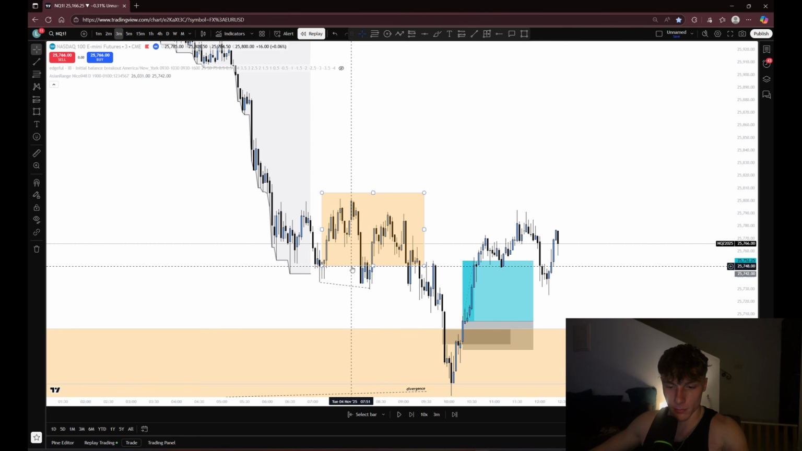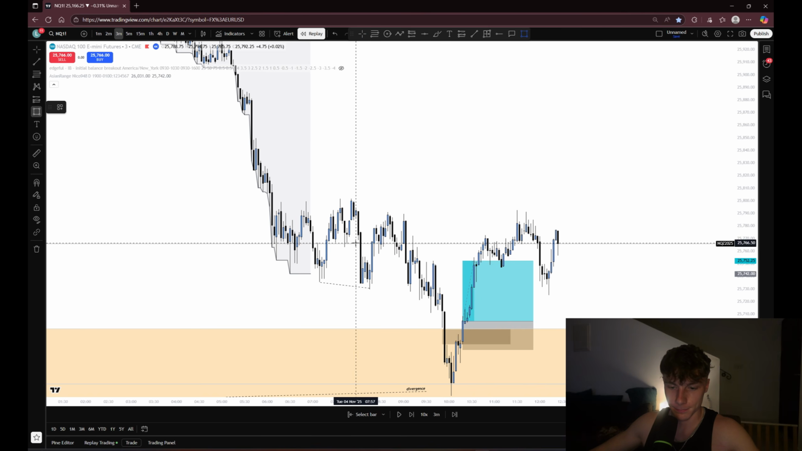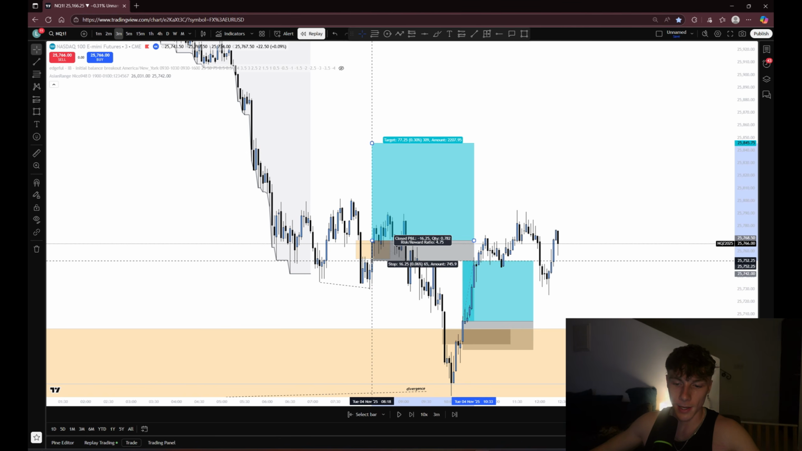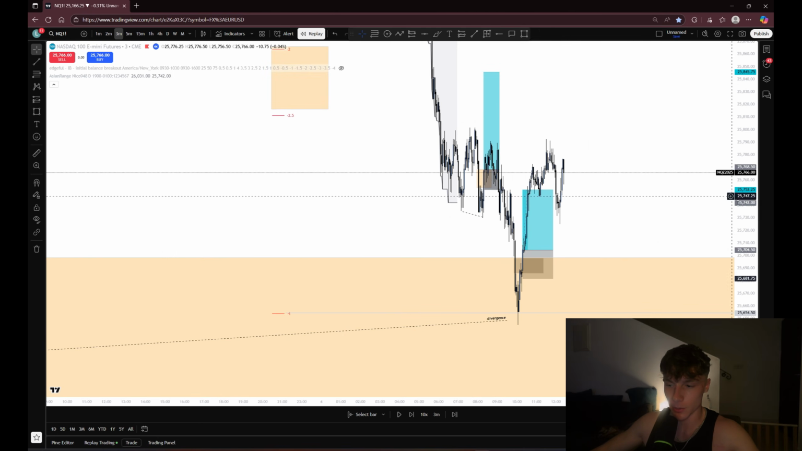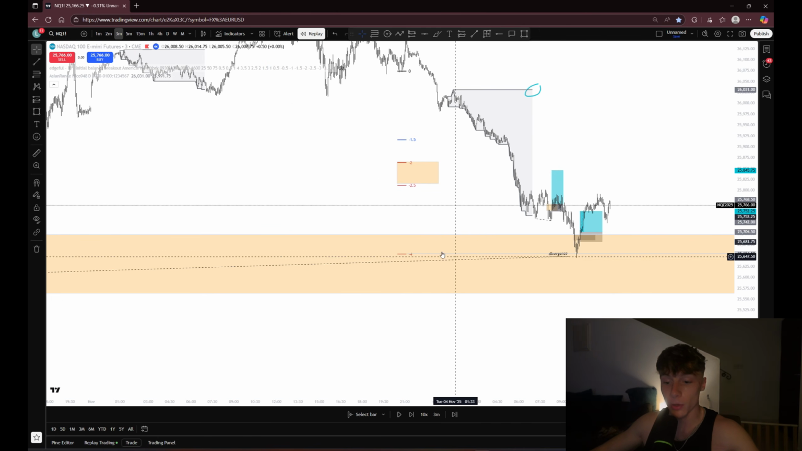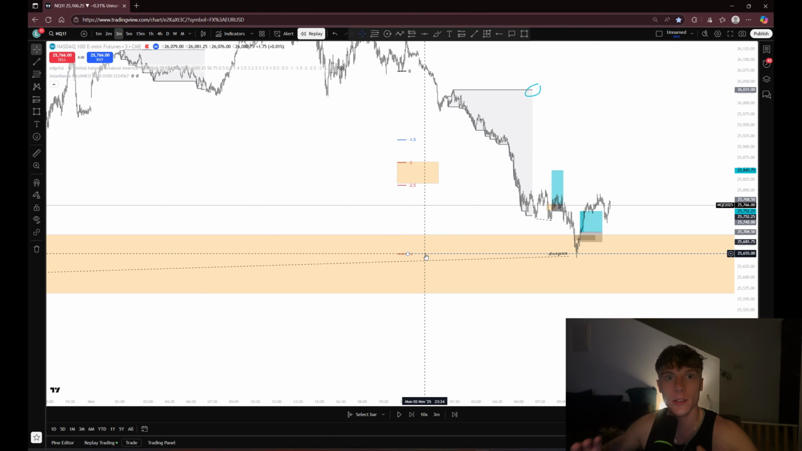There was an inverse fair value gap right here. So a lot of people who entered long here would have seen this and got absolutely cooked. And the reason I didn't enter here was because price didn't tap into my deviation level -4, as you can see here. So until price comes into this area, I am not allowed to trade.